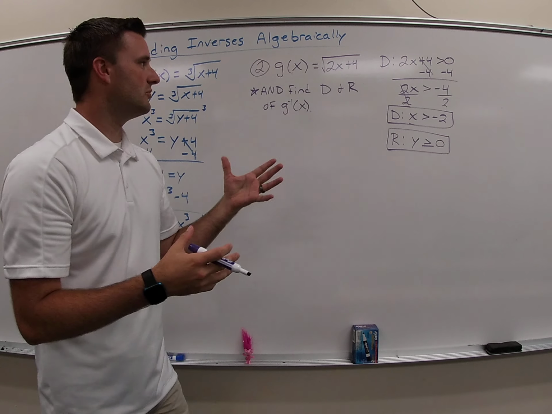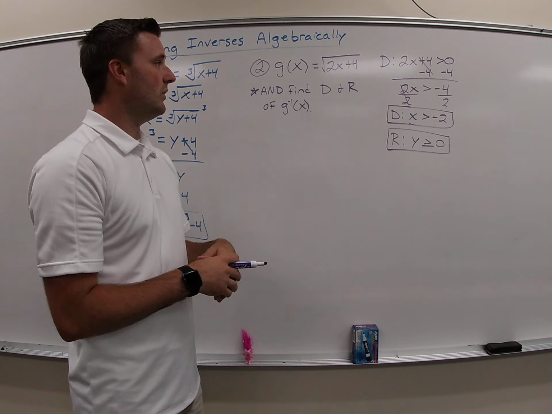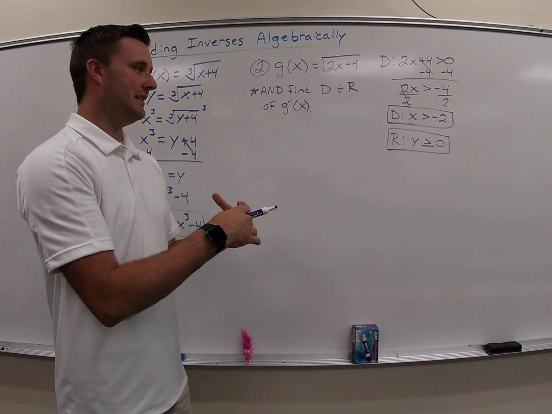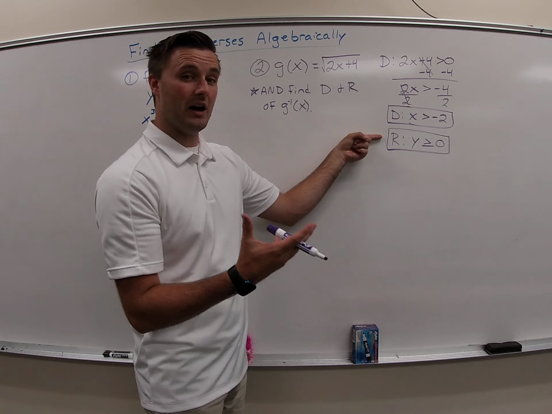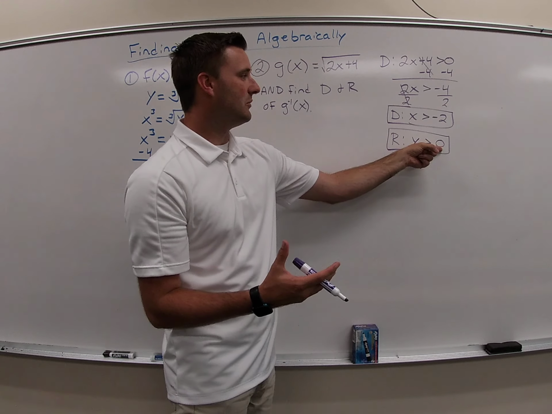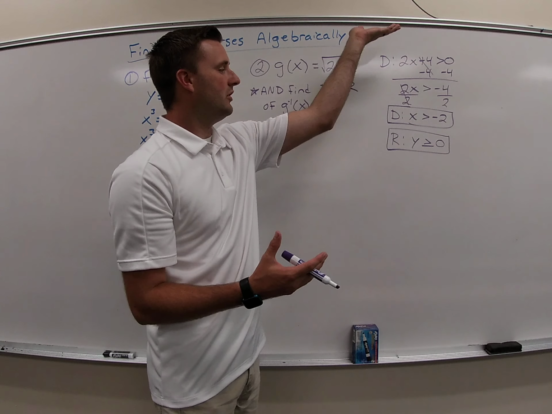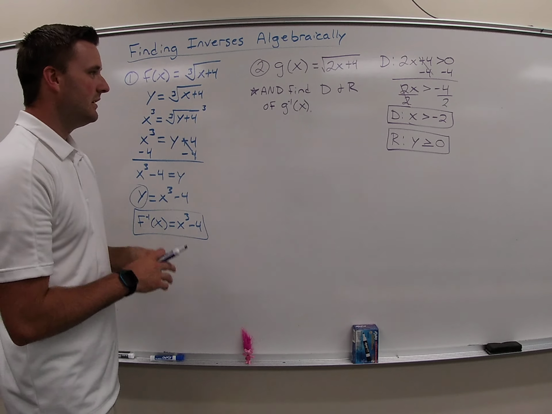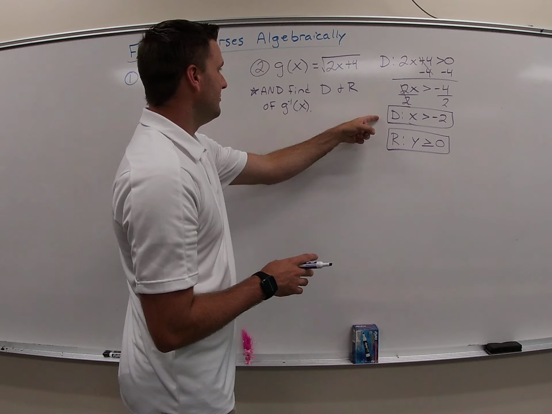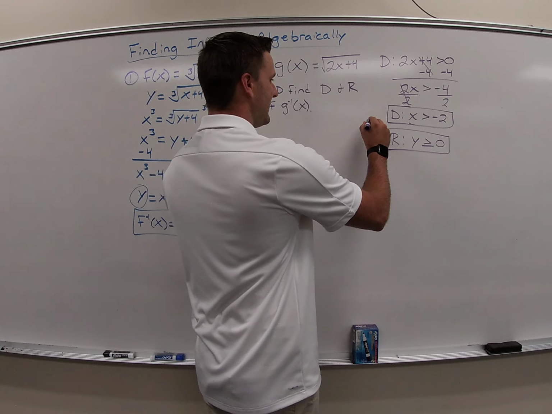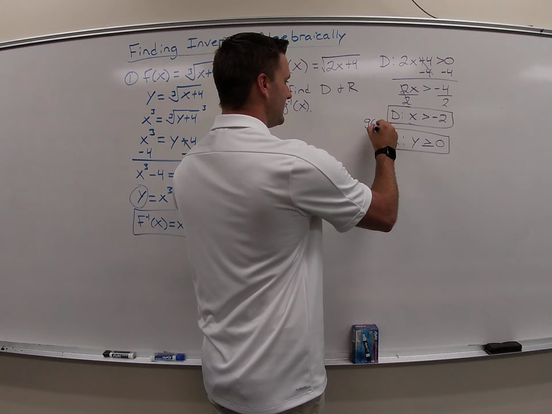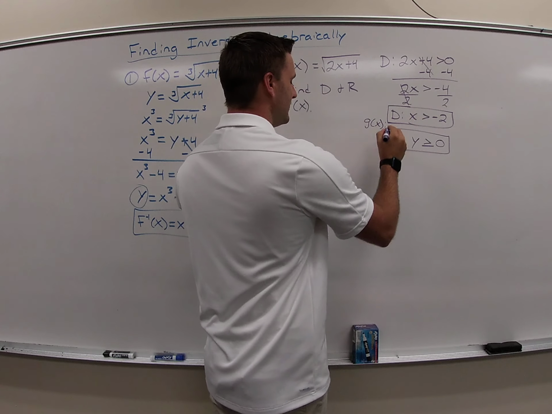So remember, the parent function would just be the square root of x. So when x is 0, y is 0. So range represents the y values. So y can equal 0, and it can be any number greater than that. Now, this is the domain and range of my g of x. So maybe I'll make a note here that this is actually just g of x, domain and range.